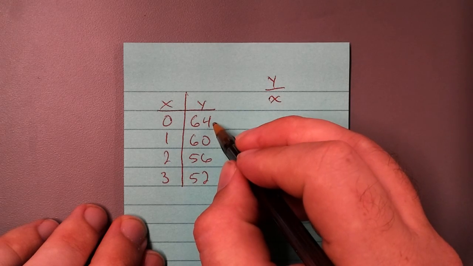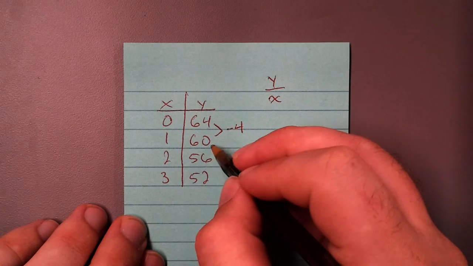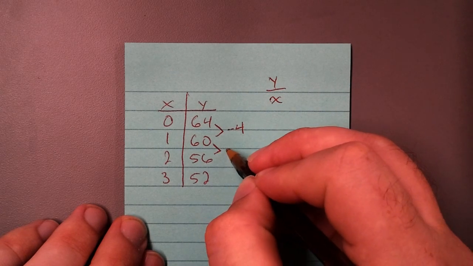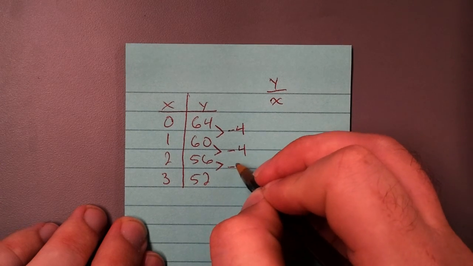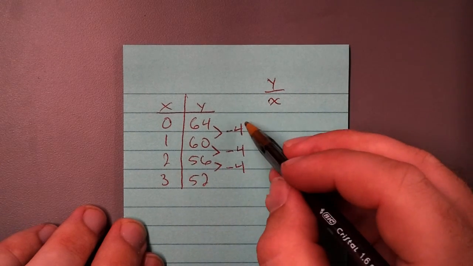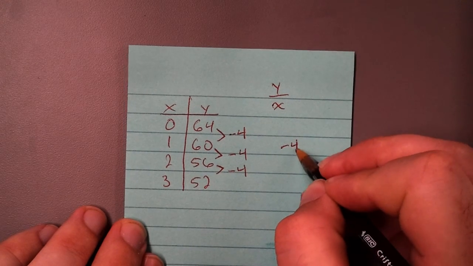So from 64 to 60, we go down 4. From 60 to 56, this one goes down 4. From 56 to 52, this one goes down another 4. So, what's constant? It's going down 4 each time, so it's negative 4.